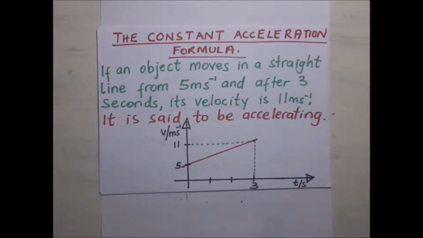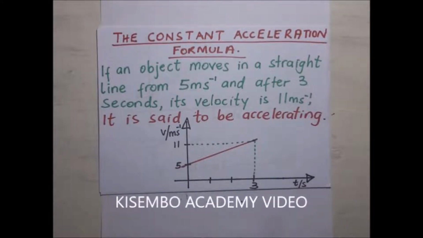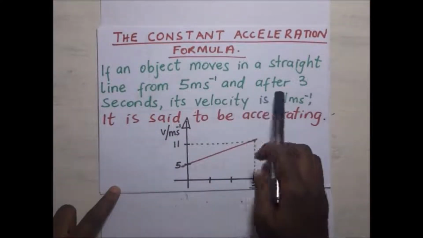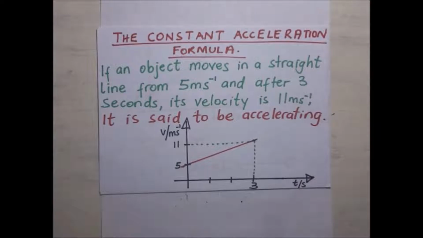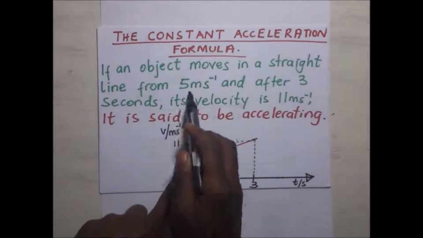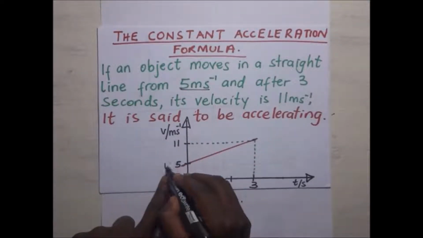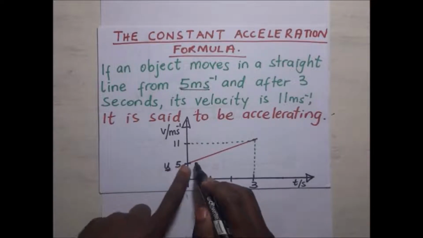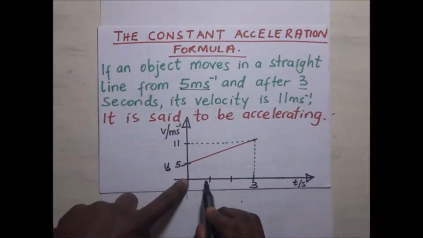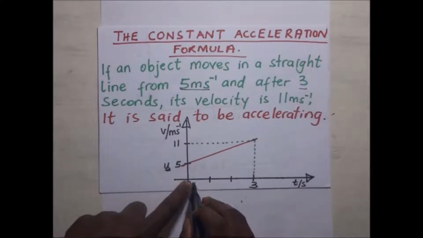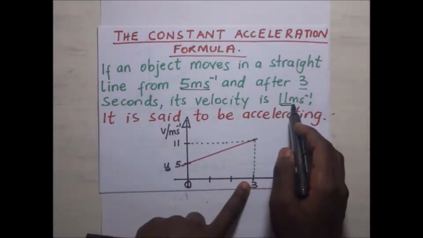Now, acceleration by definition, from our theory, we know that acceleration is the rate of change of velocity. Now, if we are to use an illustration as in our screen diagram below, the write-up says that if an object is to move in a straight line from 5 meters per second, and after 3 seconds its velocity is 11 meters per second, this is what has been illustrated here, that this object starts moving from 5 meters per second. So it means that 5 meters per second is its initial velocity U. Then it moves, and after 3 seconds, so after traveling for 3 seconds, this is from 0, its velocity is 11 meters per second.